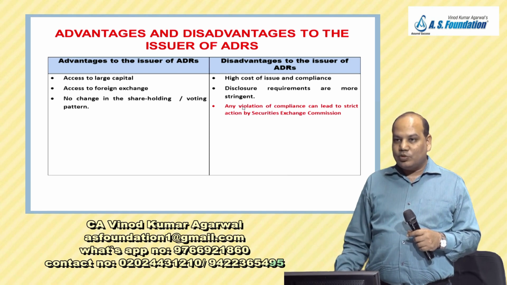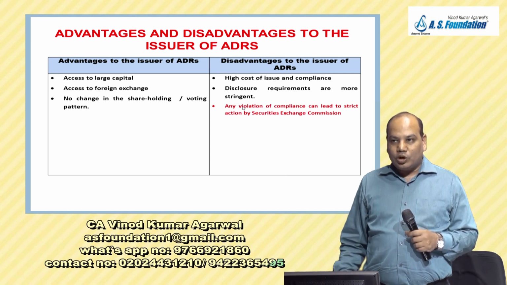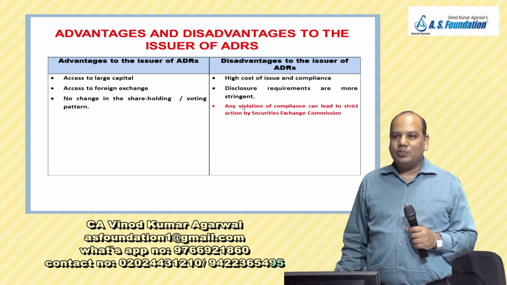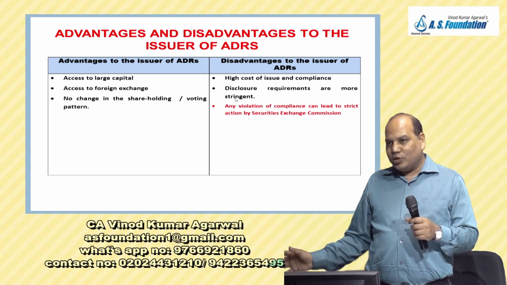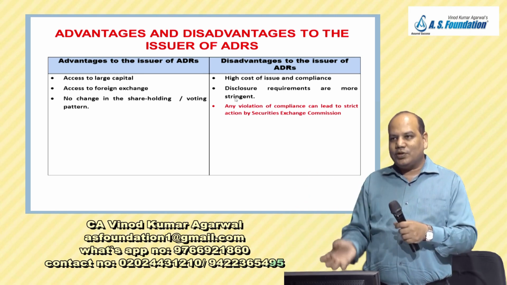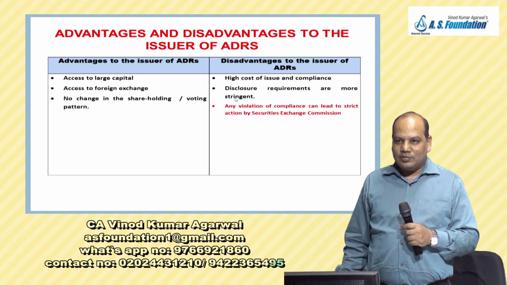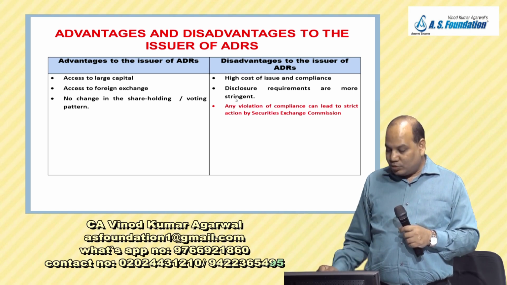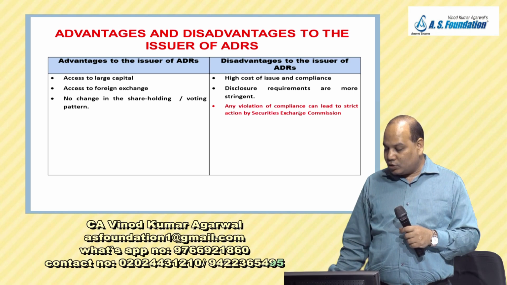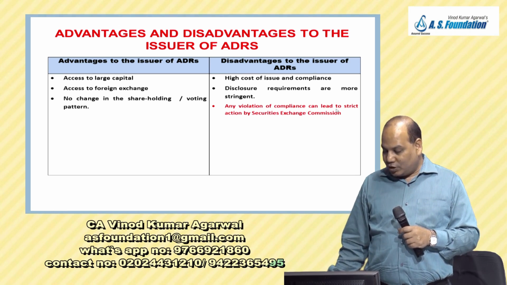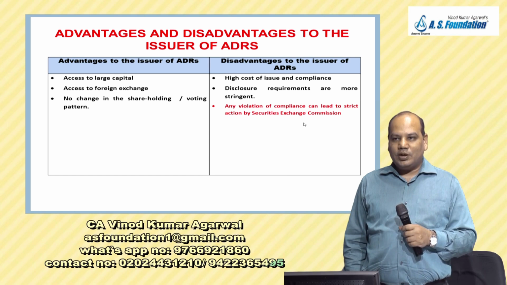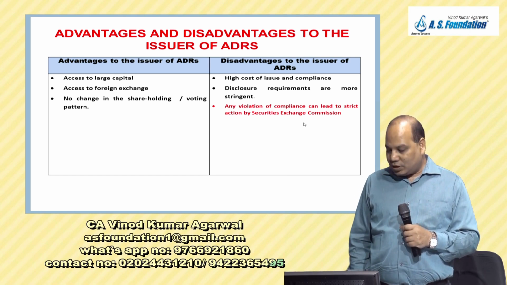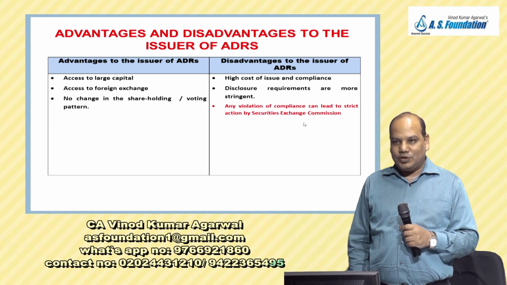Disclosure requirements are more stringent. A lot of information has to be given about the company's performance, which means you almost give a lot of business secrecy to the public, right? One more point, write down. Any violation of compliance can lead to strict action by the SEC.